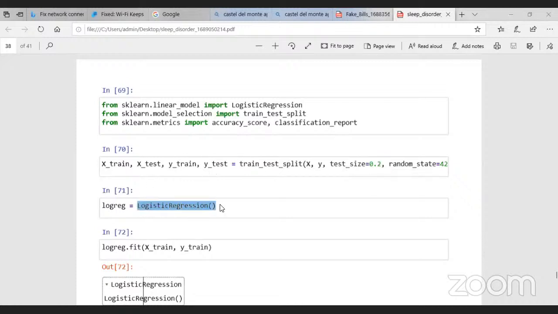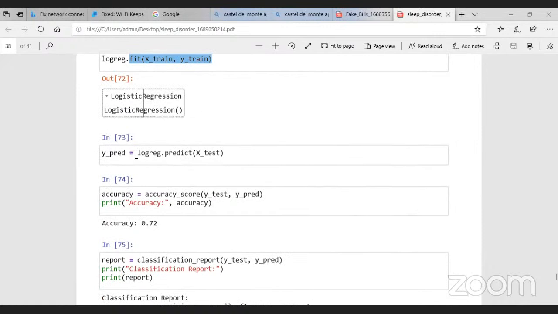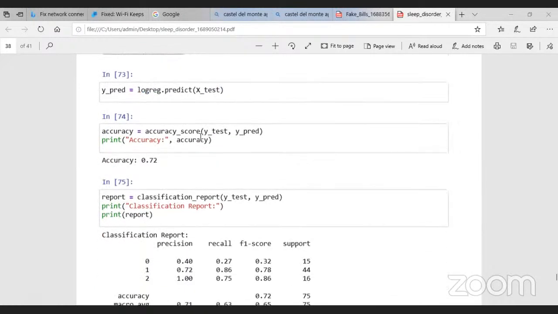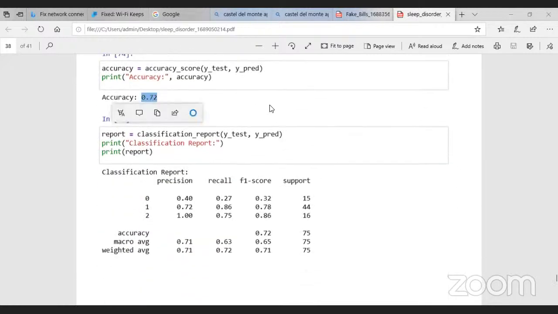Then I'm calling a logistic regression function, guys. Again, I'm trying to fit. Fit means I'm trying to train the data. Once the data is fitted, I do a prediction on the test data, and then we can check the accuracy. Once we do a prediction, we can pass it to the accuracy function and check the accuracy, guys. Whenever I fitted this logistic regression, my accuracy came to 72%. That means my model performed well. So 72% of the time it will predict accurately whether there is a sleep disorder or not.